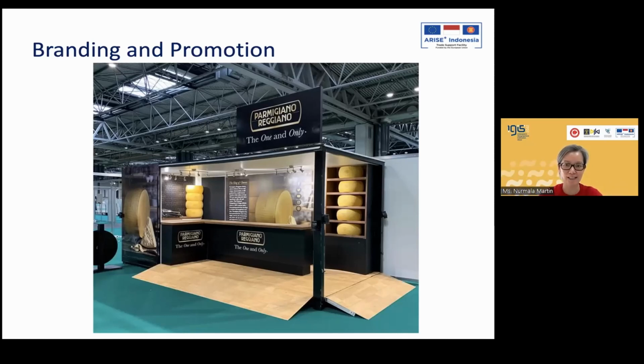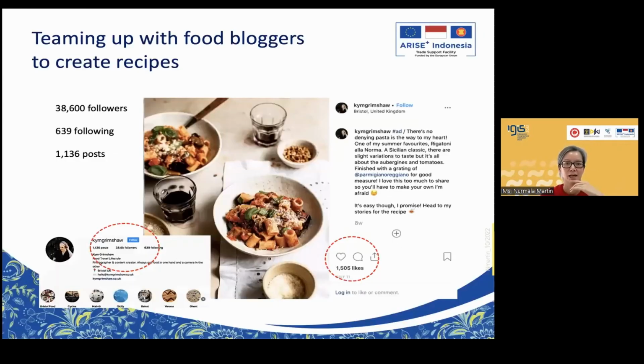Now, when it comes to branding and promotion, they always appear using the same theme, color scheme, as you can see here, yellow for the cheese and then the black background for the writing and the boards. So it's the same throughout the year and every year. And then as the popularity of Parmigiano Reggiano grew, they started working with food bloggers to create recipes, how to use Parmigiano Reggiano in your favorite food like pastas, etc.